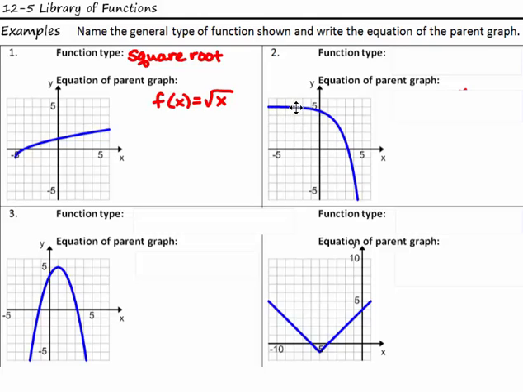So go ahead and try to identify what each of these parent graph names are, and then look on the previous page for the equation. Pause the video if you need a little bit more time.